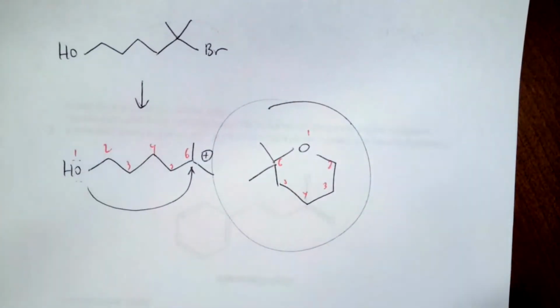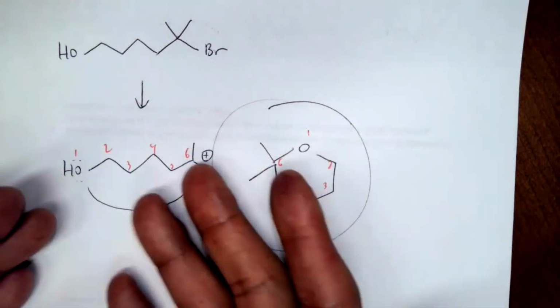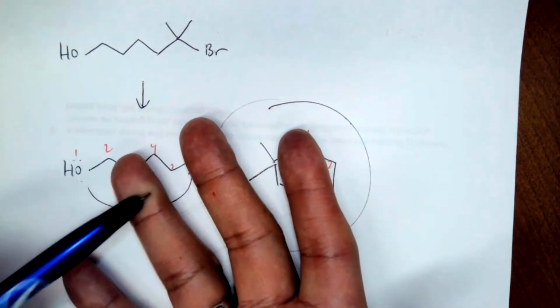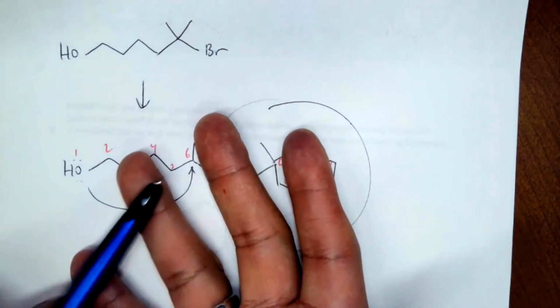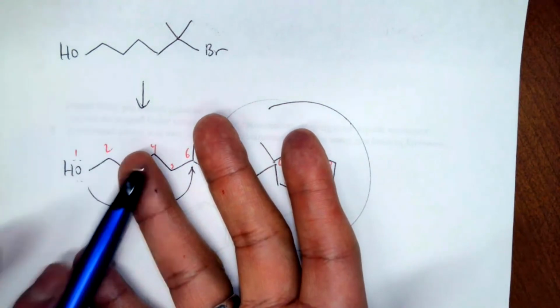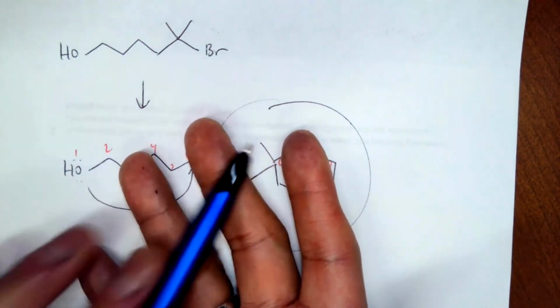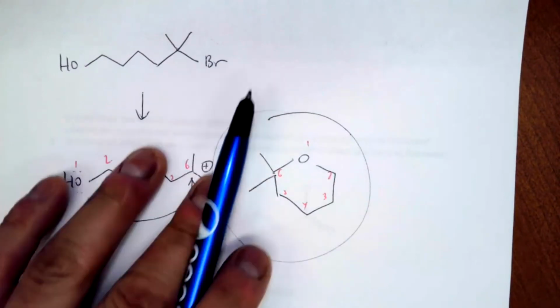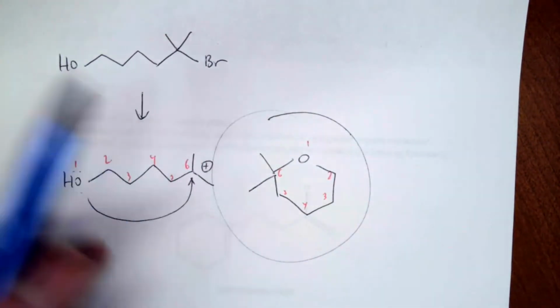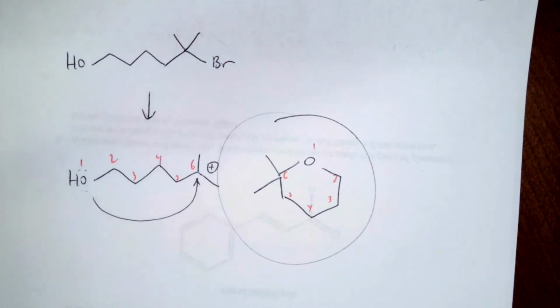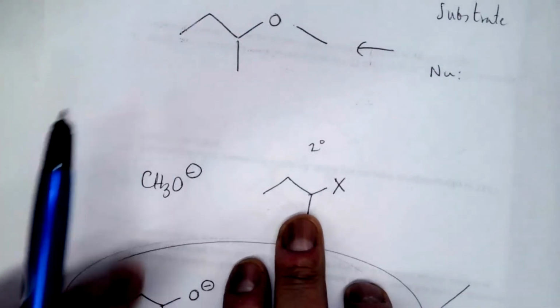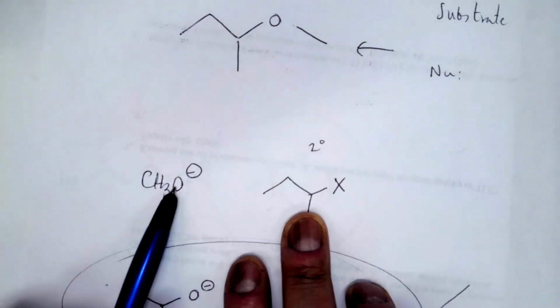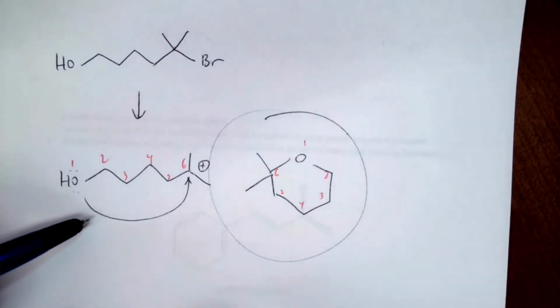Now, what should I do? Should I think more first? What should I do first? Intramolecular or intermolecular? Intramolecular gets priority over intermolecular. This is intra, meaning that the same molecule has the nucleophile and the leaving group. Intermolecular would be what we just did here, between two molecules. Always think intramolecular first.